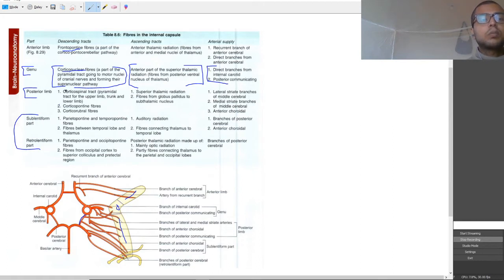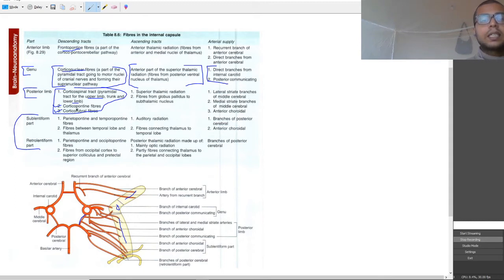Now let's discuss the posterior limb. Regarding descending tracts, what can you see here? These are the corticospinal tract, the pyramidal tract for upper limb, trunk and lower limb. Corticopontine fibers and corticorubral fibers are also there. From the cortex it goes to the pons, and from the cortex to the red nucleus. And cortex to spinal cord supplies upper limb, trunk and lower limb. So these are the fibers in the posterior limb.